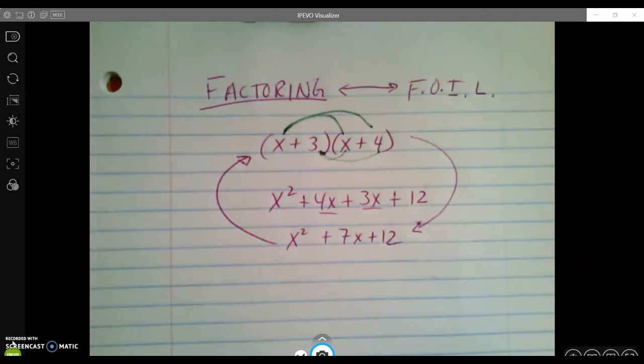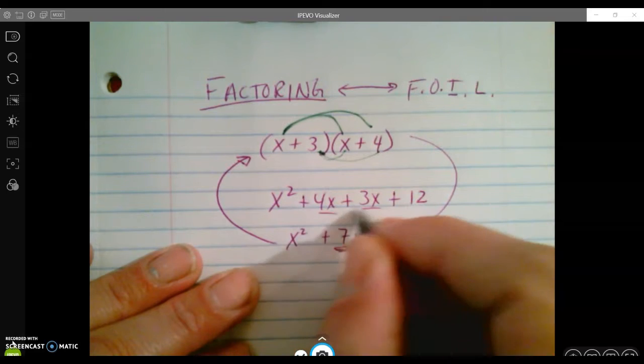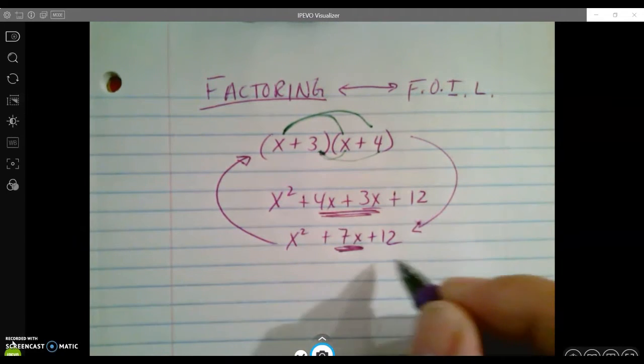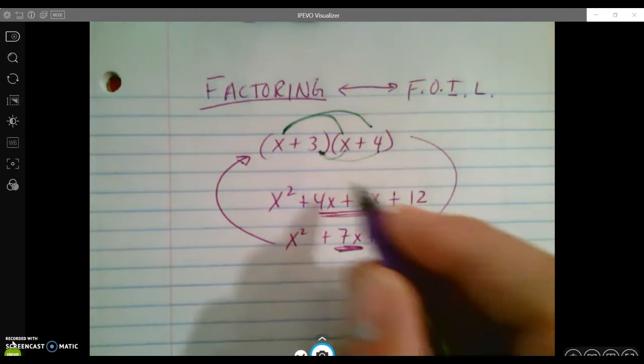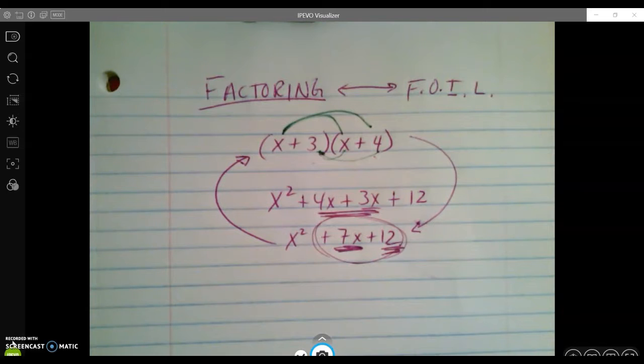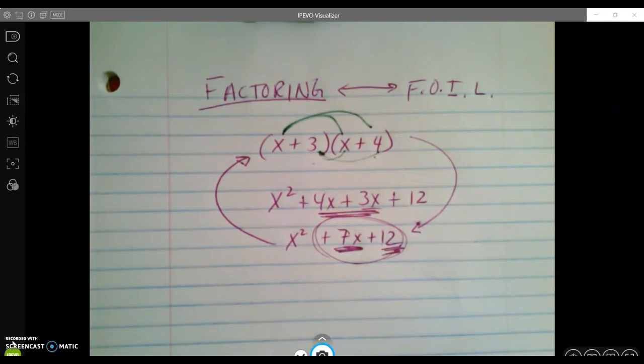And the key here is to recognize a couple things. The 7x is related to the 3 and 4. That's how we got 7x. But the 12 is also related to 3 and 4 because it's 3 times 4. That's going to be a common pattern for these. These things are going to have something in common. You add to get the middle number, and you multiply to get that last number. Okay, so let's run through a couple examples here and see what we can do.